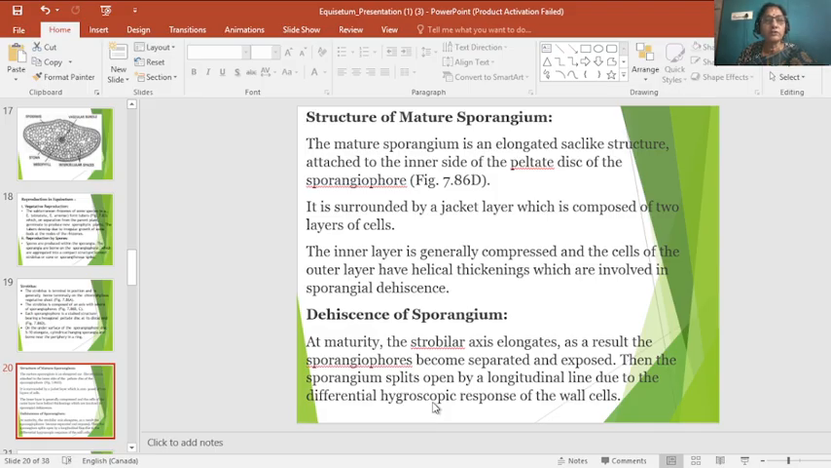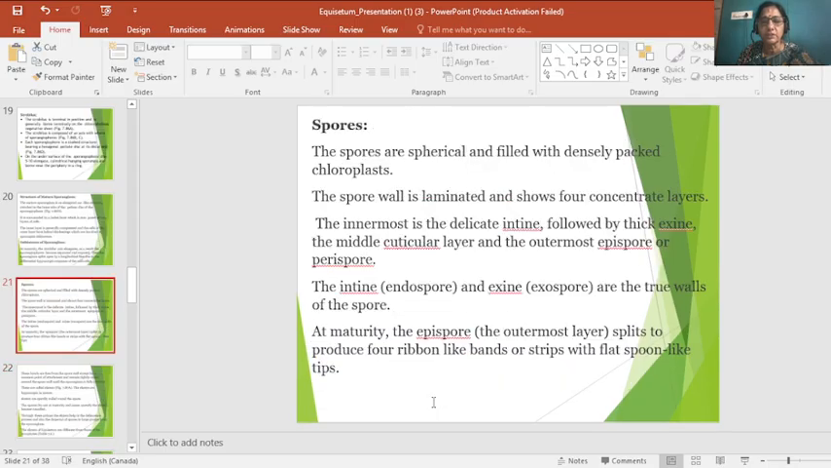If you see the structure of the meiosporangium, it is an elongated sac-like structure attached to the inner side of the peltate disc of the sporangiophore, surrounded by a jacket layer, which is composed of two layers of cells. The cells of the outer layer have helical thickenings which are involved in sporangial dehiscence. At maturity, the strobilus axis elongates. As a result, the sporangiophores become separated and exposed. Then the sporangium splits open by a longitudinal line due to the differential hygroscopic response of the cell walls.